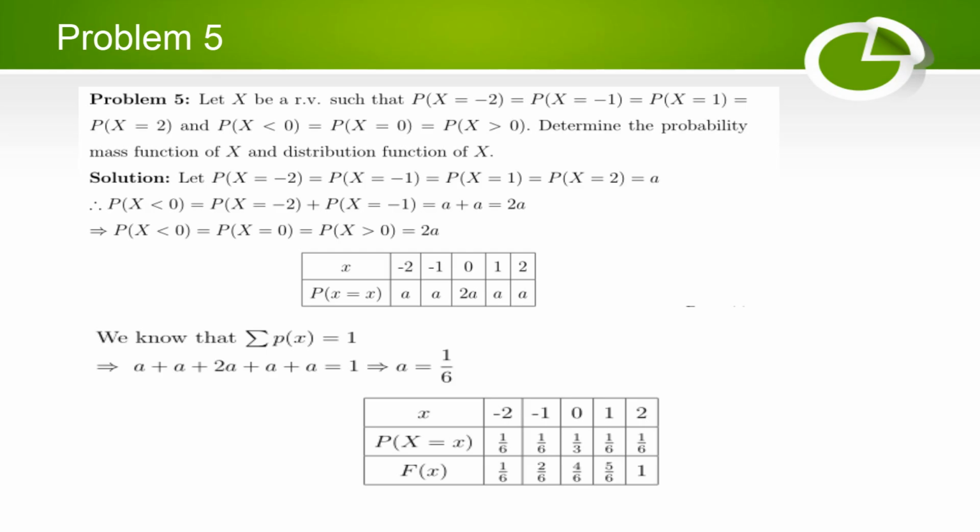We know that summation P of x equals 1. This implies a plus a plus 2a plus a plus a equals 1, which implies that a equals 1 by 6. X takes values minus 2, minus 1, 0, 1, 2. P of x takes values 1 by 6, 1 by 6, 1 by 3, 1 by 6, 1 by 6. F of x takes values 1 by 6, 2 by 6, 4 by 6, 5 by 6, 1.